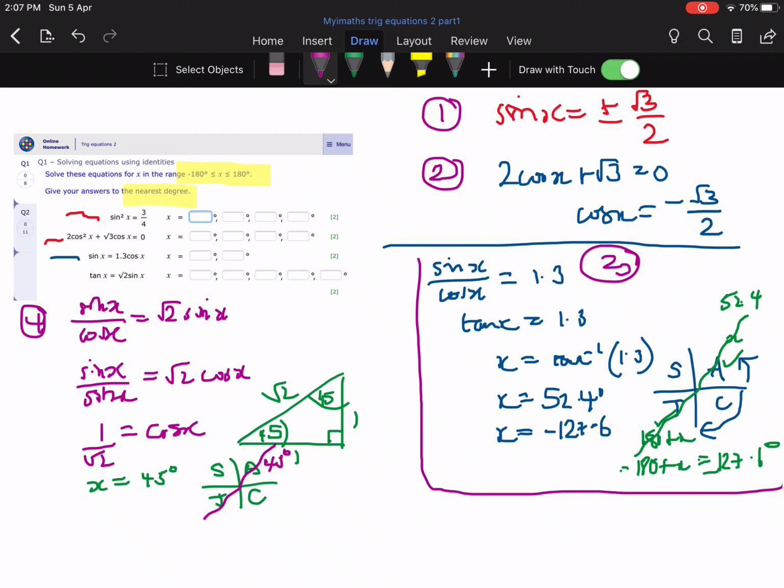And if I think about the negative aspect, it's going to be negative 180 plus 45, which is going to be negative 135.